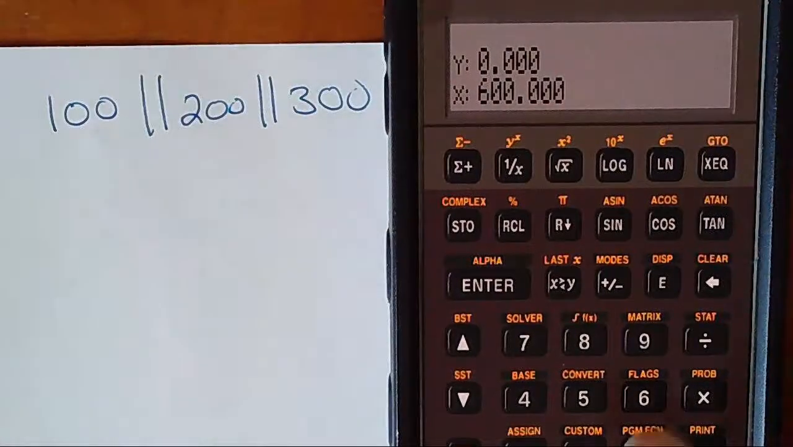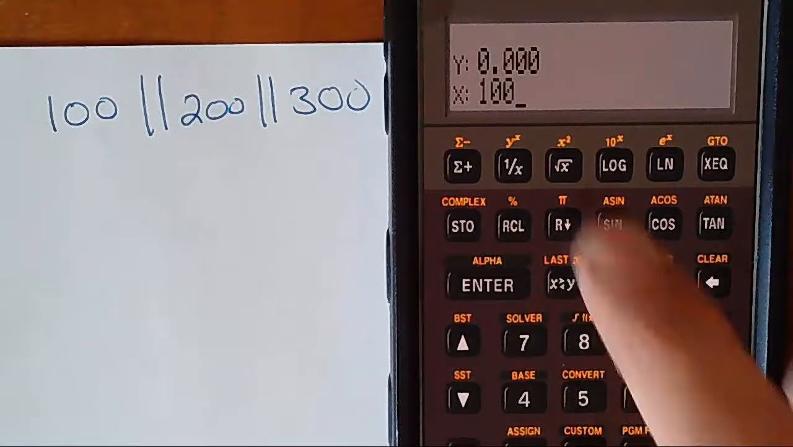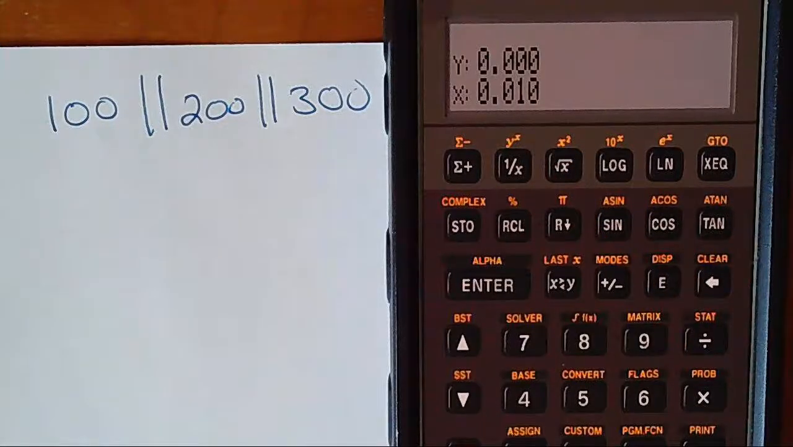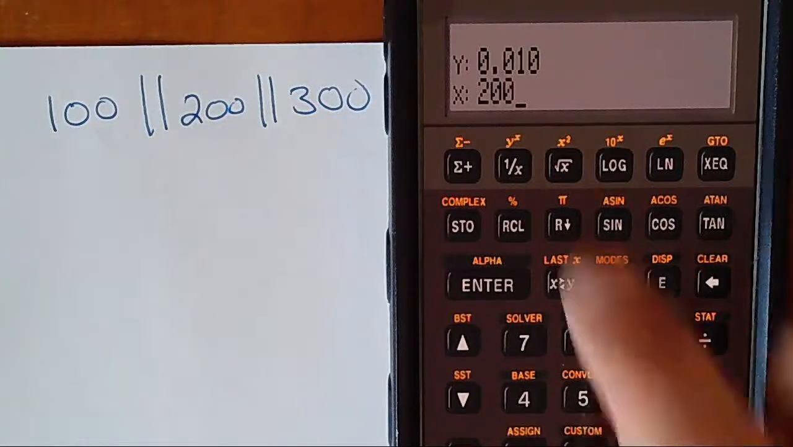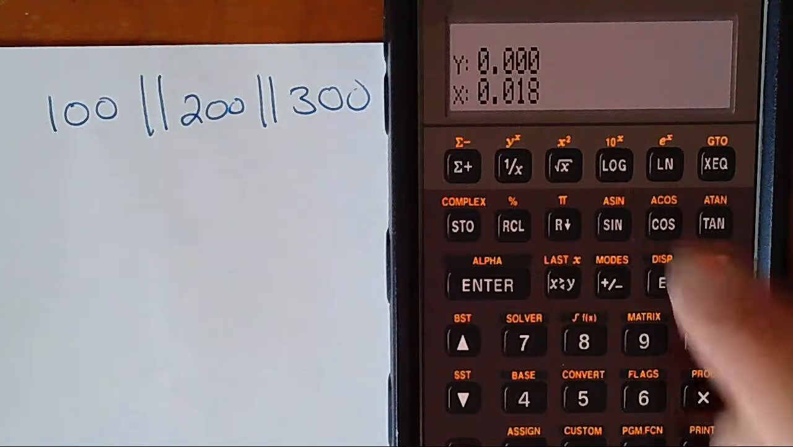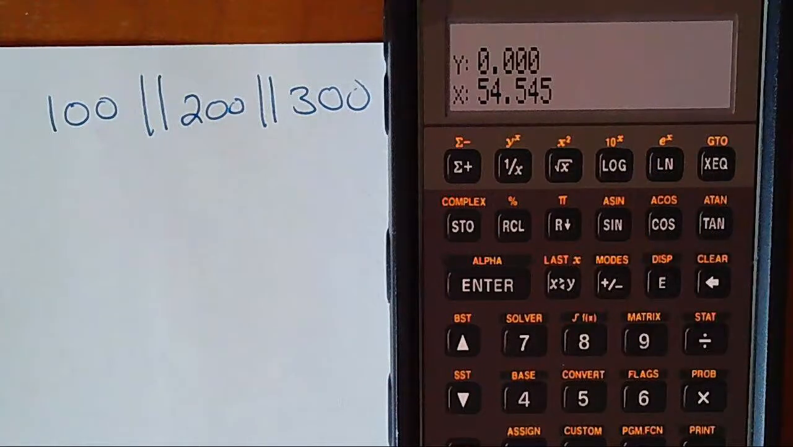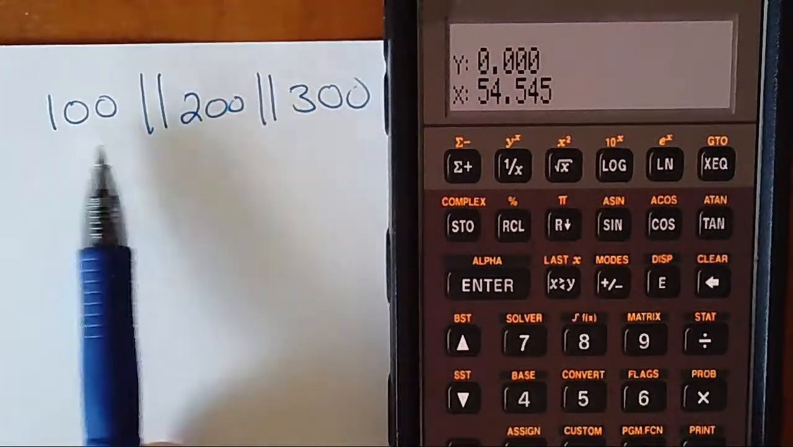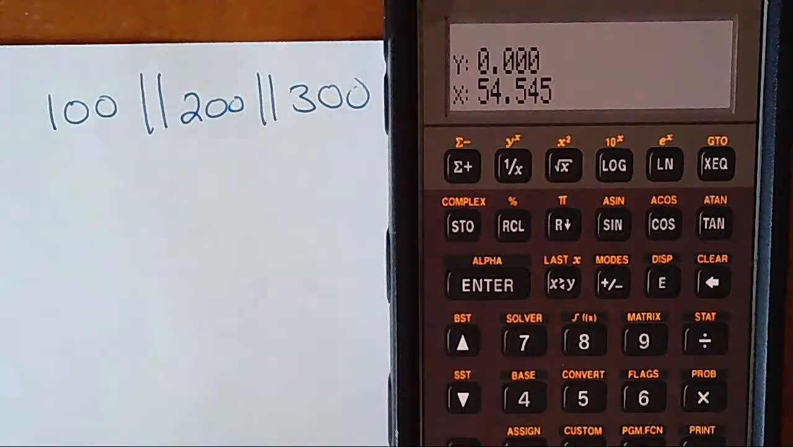In parallel, it's take the first resistance, 100 inverse, 200 inverse. Now the inverses add, 300 inverse. That's 1 over R total. Take the inverse, that's 54.5 ohms. And the way you write in parallel is 100 in parallel with 200 in parallel with 300.